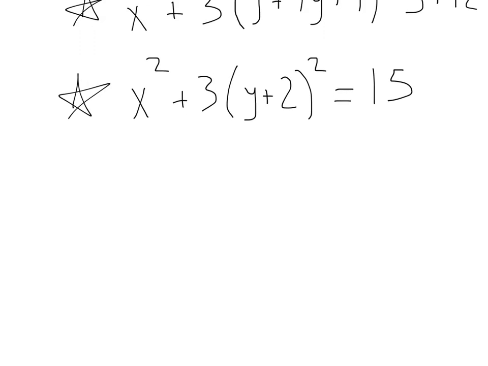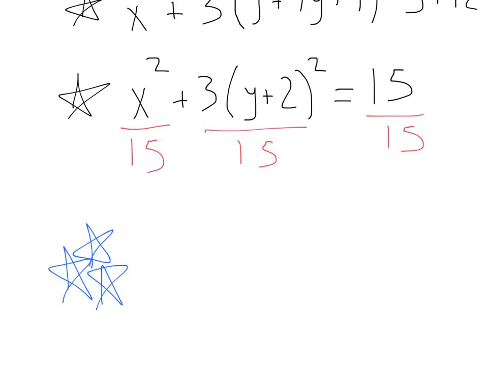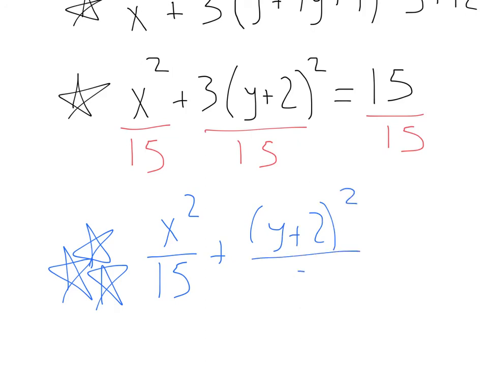Almost done. Next, we just need to set it equal to 1, so we'll divide everything by 15. After doing all that, we're just going to be left with x squared over 15 plus y plus 2 squared all over 3 over 15. So that's going to give us the denominator of 5, all equal to 1, and we are done.